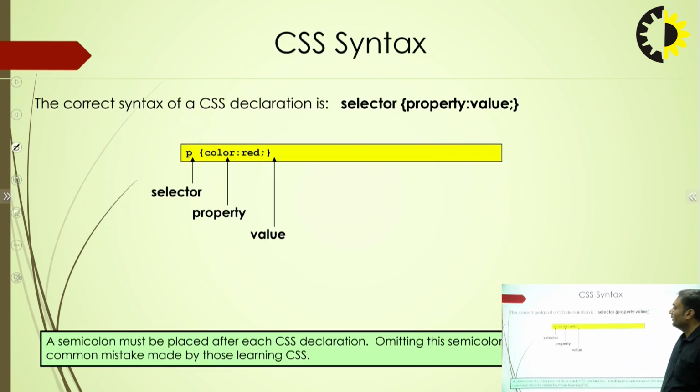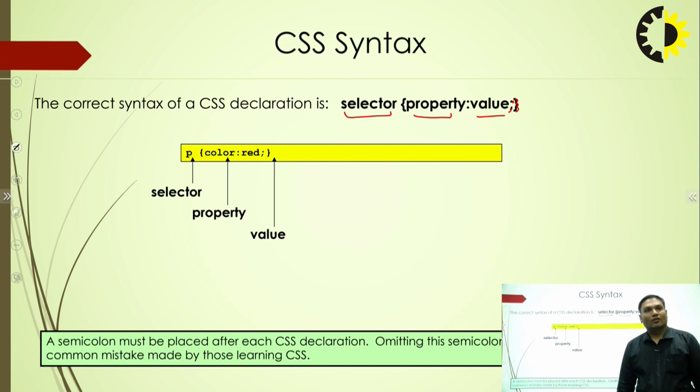Now this is the syntax of CSS, where we first write the selector, then curly braces, then the property that we want to apply on our HTML document, then a colon, then its value, then a semicolon, then close the curly braces. So in this way we can apply CSS on our HTML elements, or you can say on our HTML text.